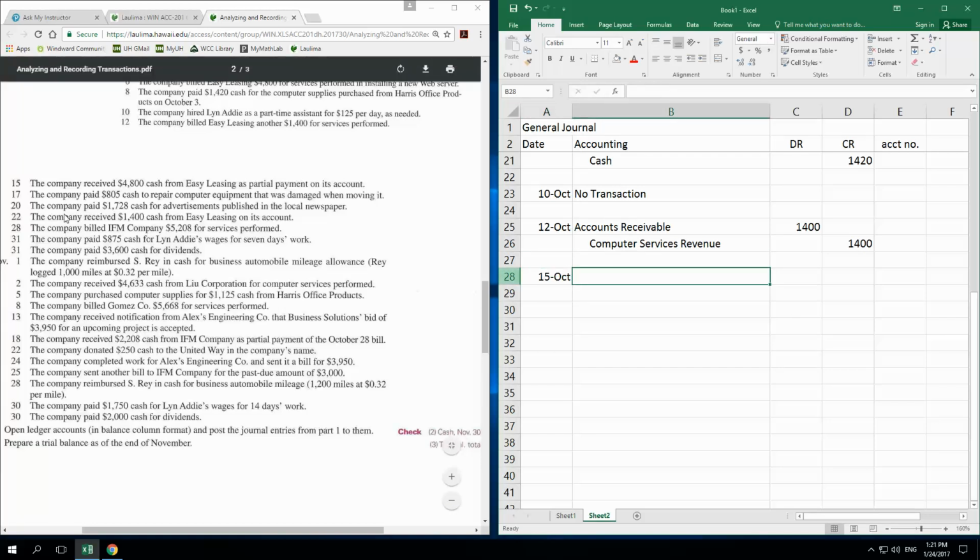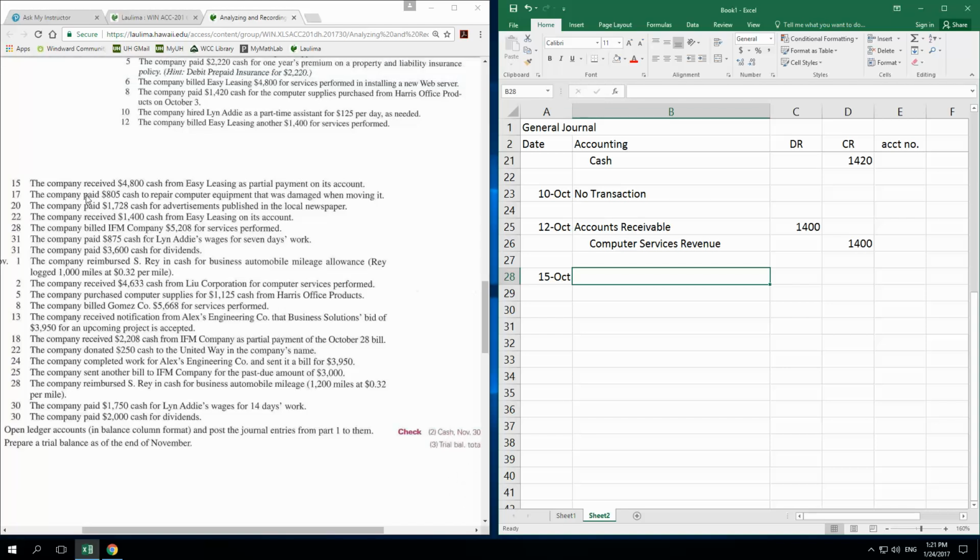Now, on October 15th, what does it say? The company, can you read that? You can see it. You don't have to read it out loud. The company received $4,800 cash from Easy Leasing as partial payment on its account.